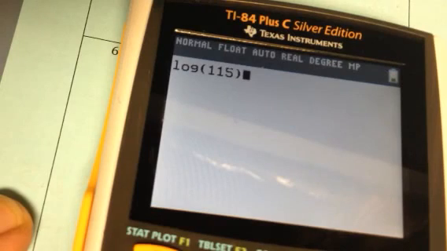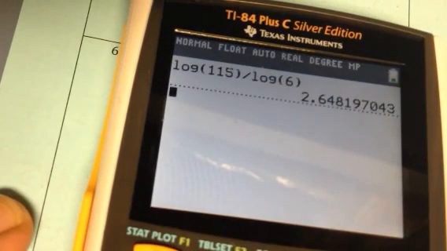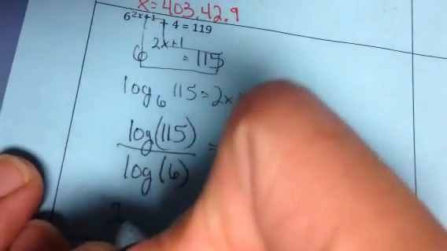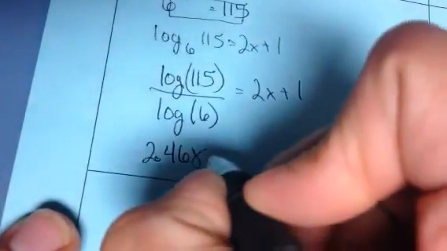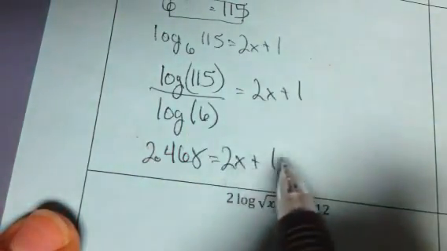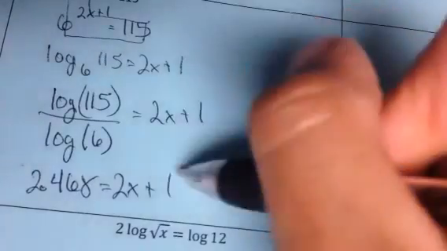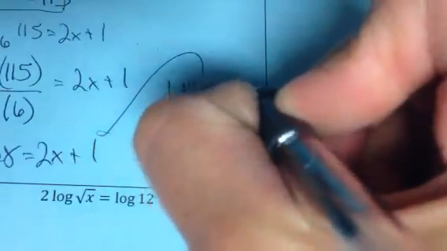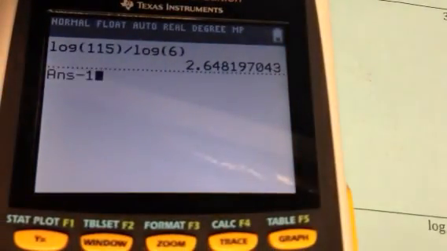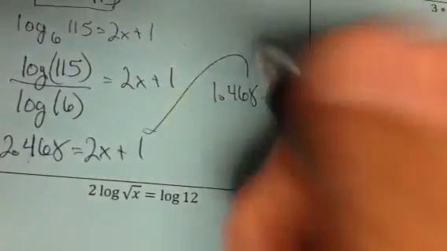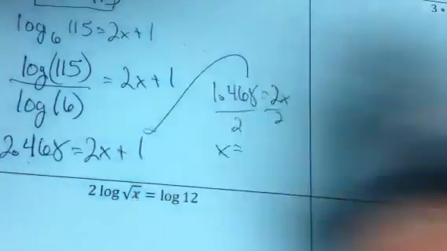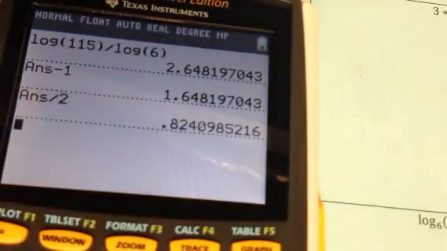So on the calculator, I would do log 115, close the parentheses, divided by log 6. Whoops, I didn't put the division in there. And I get 2.648. But I'm going to leave that long decimal in my calculator. So now to get x by itself, I'm going to subtract 1. So subtracting 1 turns that into 1.468. So I'm just going to do that on my calculator, subtract 1. And then I'm just going to divide by 2. So you get 0.824.